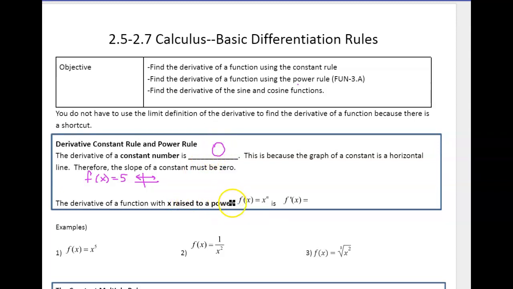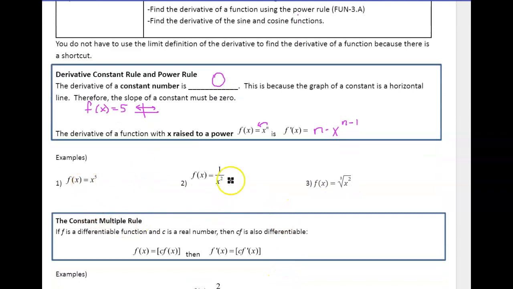power rule. So this is x raised to any power. The way you find the derivative is you're going to bring the power down in front. It's going to be multiplied. And then we want to subtract 1 from the exponent. Okay? So anytime you can rewrite functions as powers, you want to. So then you can use the power rule. So let's look at 3 quick examples.